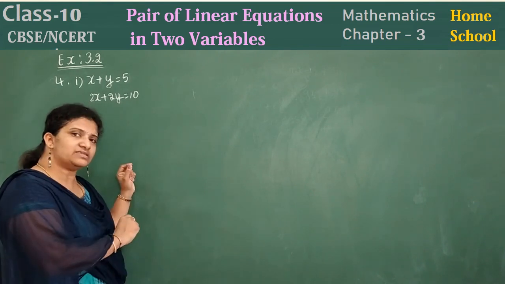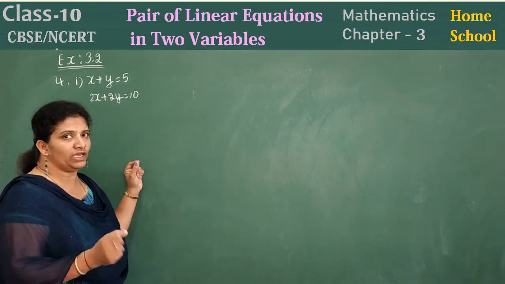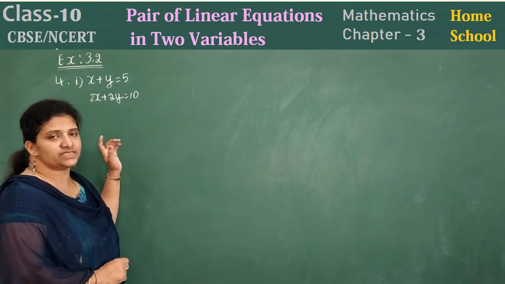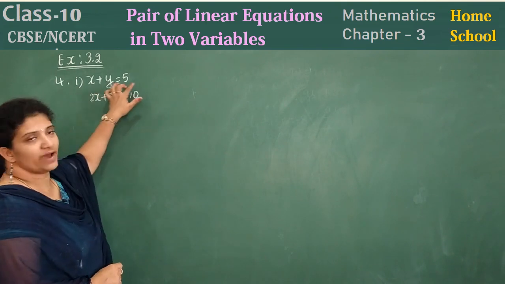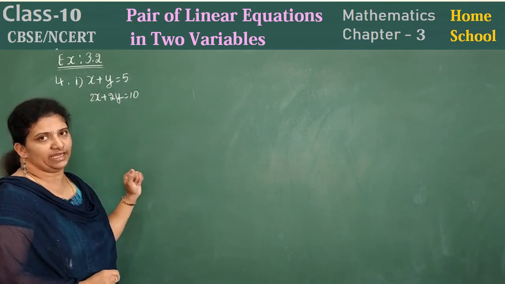If they are consistent, do graphically. If they are inconsistent, no need of doing graphically. Let's see the first sub question. x plus y is equal to 5, 2x plus 2y is equal to 10.